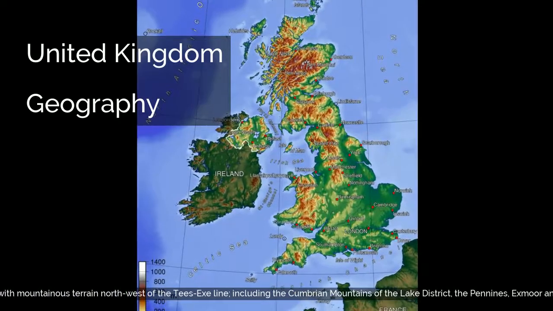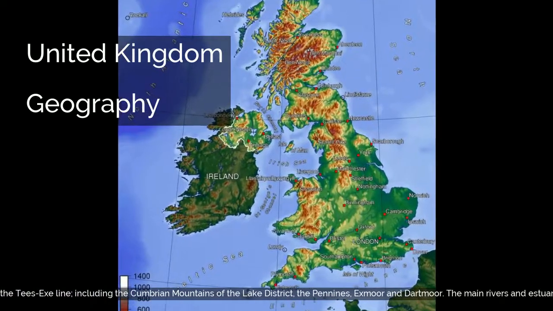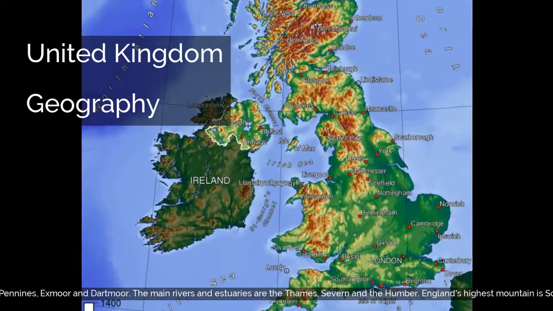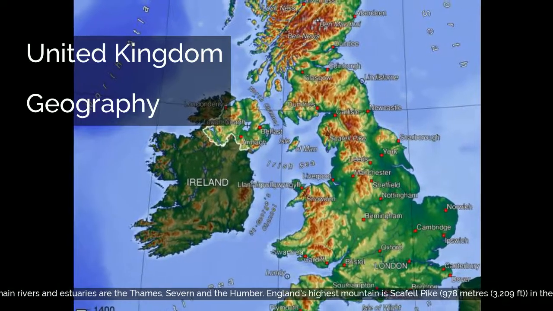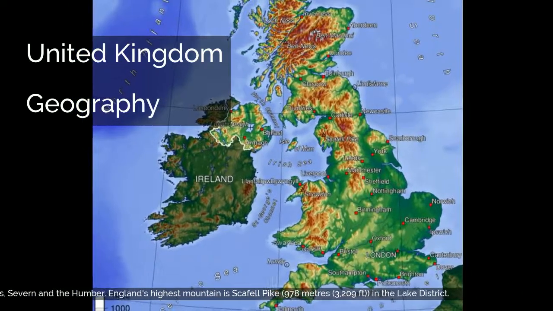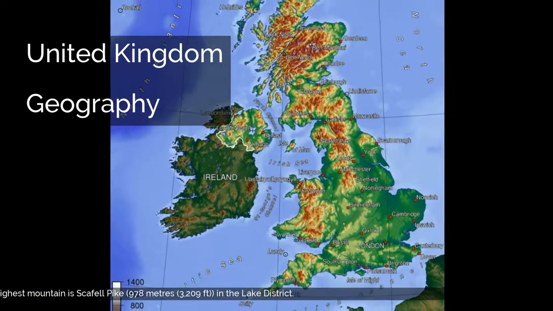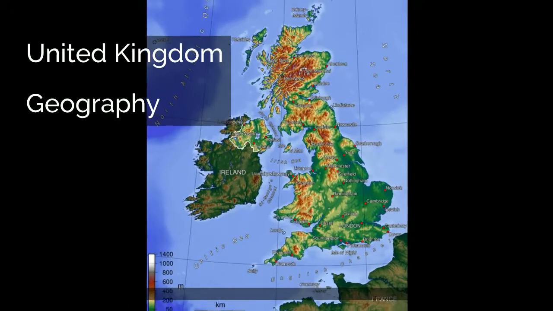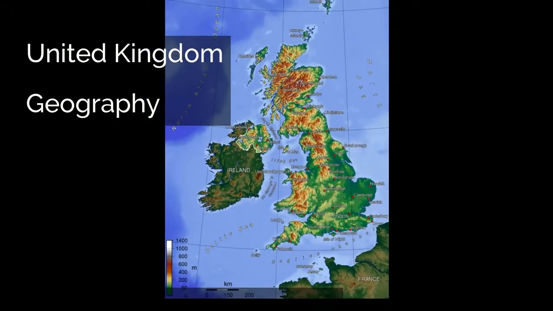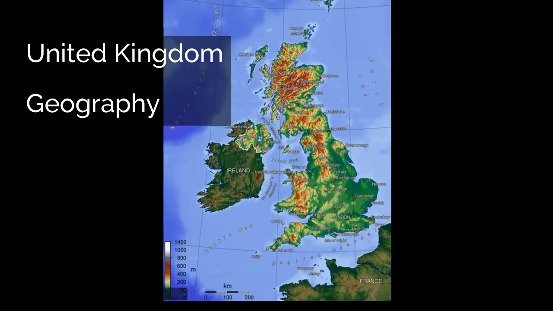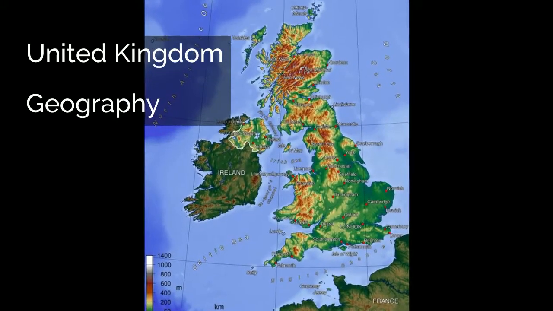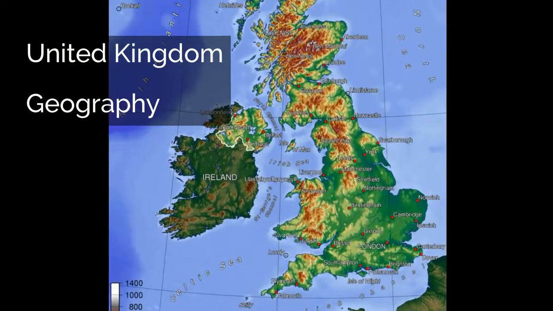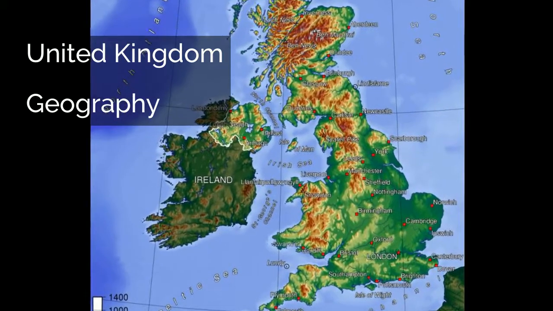England accounts for just over half, 53%, of the total area of the UK, covering 130,395 square kilometers, 50,350 square miles. Most of the country consists of lowland terrain, with mountainous terrain northwest of the Tees-Exe line, including the Cumbrian Mountains of the Lake District, the Pennines, Exmoor, and Dartmoor. The main rivers and estuaries are the Thames, Severn and the Humber. England's highest mountain is Scafell Pike, 978 meters, 3,209 feet, in the Lake District.